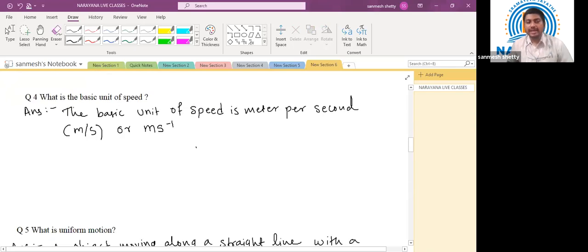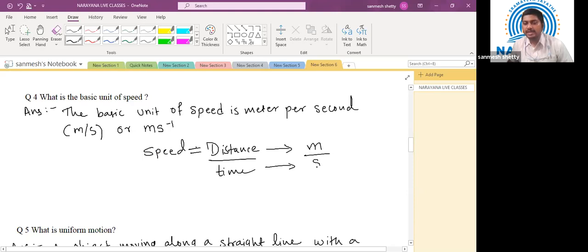Question number 4 is, what is the basic unit of speed? Speed is usually defined as distance divided by time. The SI unit of distance, as we all know, is meters, whereas the SI unit of time is second. So the basic SI unit of speed comes to be meters per second. It is written in this form, or sometimes it is also written as meter into second inverse.